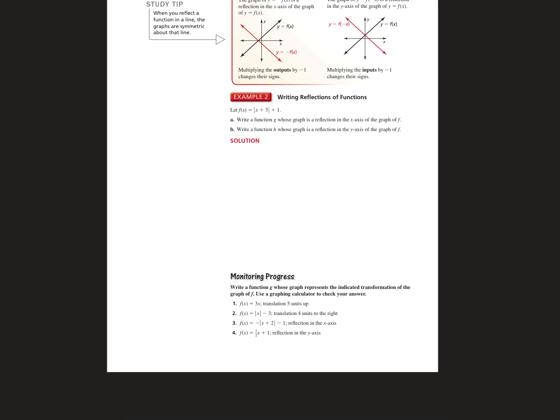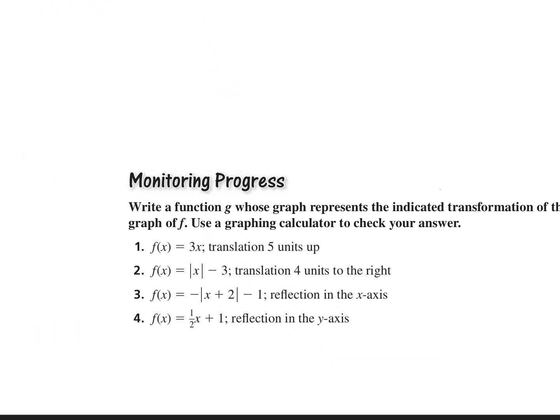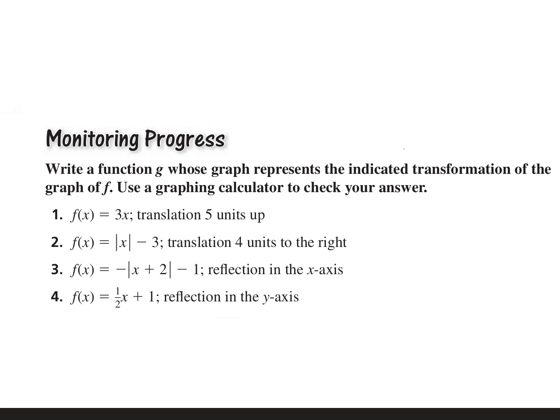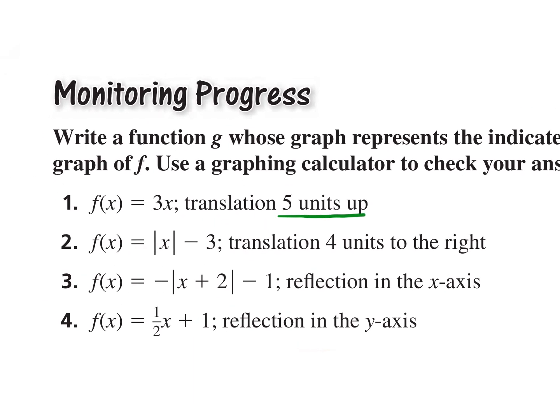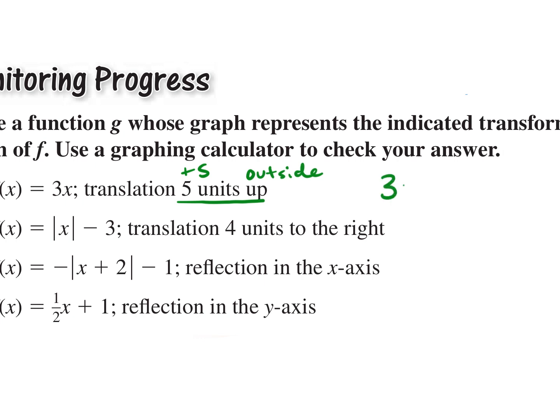All right, let's practice some more. Let's go down to the bottom of the next page. So we have 1, 2, 3, and 4 at the bottom. We're going to do 1 and 2. So in 1, we have a translation 5 units up. So to move 5 units up, is that inside or outside? Outside. And am I adding or subtracting? We're adding 5 outside. So I would take my function, 3x, and just add 5 to the outside. So my answer here would be 3x plus 5. And it just tells me that I need to call it g. G is my new function.